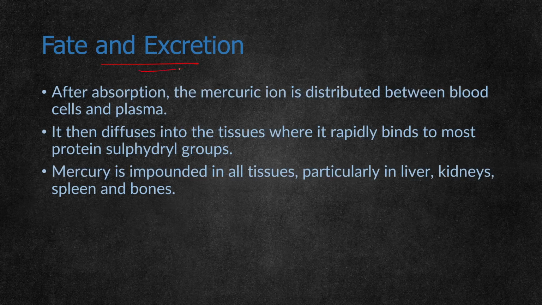Going to fate and excretion of mercury. Once the mercury is absorbed, the mercury ion is distributed between blood cells and plasma. It then diffuses into tissues where it rapidly binds to most protein sulfhydryl groups. Mercury is found in all tissues, particularly the liver, kidneys, spleen, and bones.